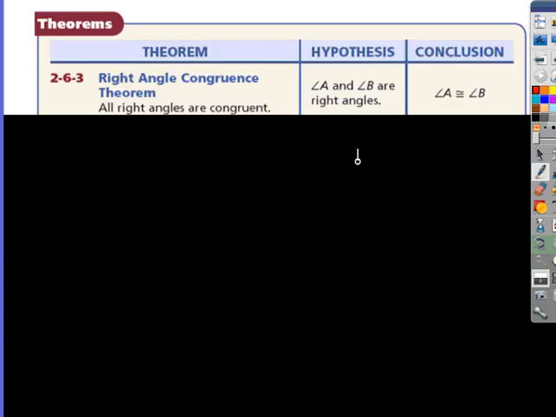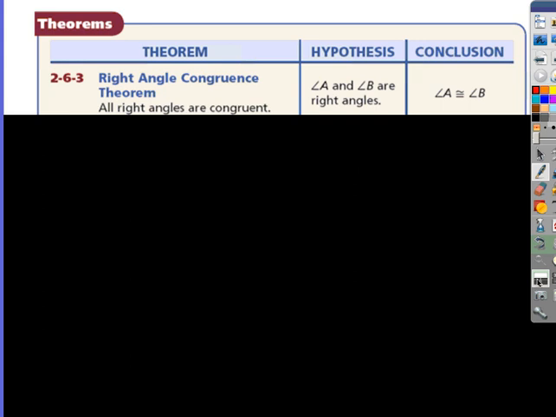This next one we're going to look at is kind of intuitive. You probably figured it out already, but the right angle congruence theorem says that all right angles are congruent. So any right angle is congruent to any other right angle, which makes sense because angle A and angle B are right angles, so they have to have a measure of 90 degrees. And if they both have the same measurement, they've got to be congruent. Angle A is congruent to angle B. I'm not going to spend too much time on this one because it's self-evident that all right angles are 90 degrees, so all right angles are going to be congruent.